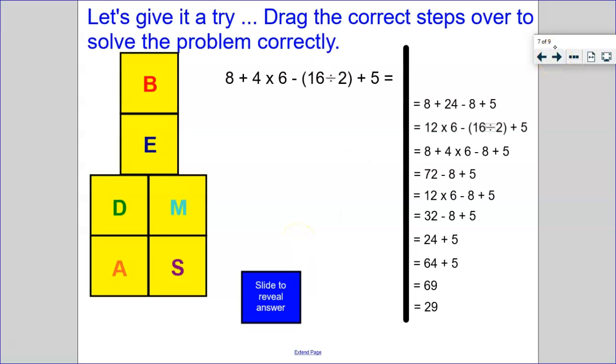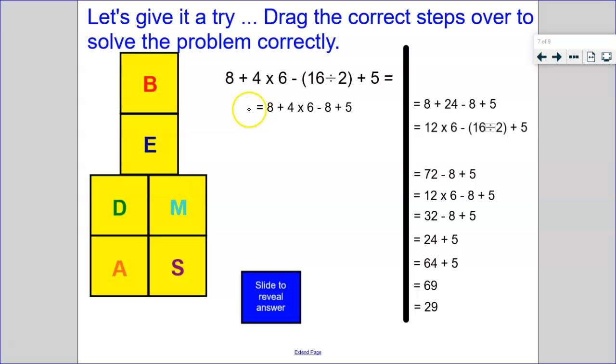Okay, so here we go. Let's give this a try. Drag the correct steps over to solve the problem correctly. Okay, so here we have brackets. So 16 divided by 2 is 8. That's coming first. So let's find that over here. We're going to want to subtract 8. Everything else is written out the same.